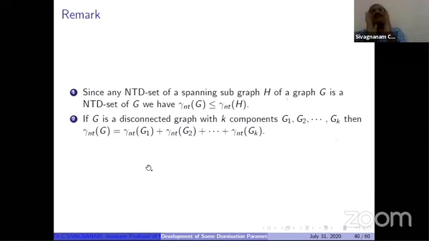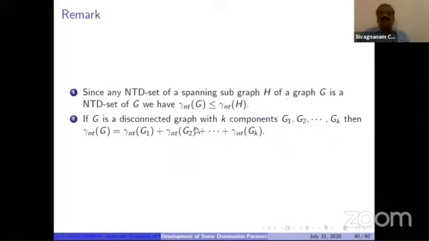Suppose we have a spanning subgraph. What is the meaning of spanning subgraph? We know: same vertex set, and the edge set is a subset of the original edge set. For a spanning subgraph, we can find gamma nt, the neighborhood total domination number. So what is the relation between the neighborhood total domination number of a spanning subgraph and the original graph? The original graph is G, the spanning subgraph is H. Then the relation is gamma nt of G is less than or equal to gamma nt of H.